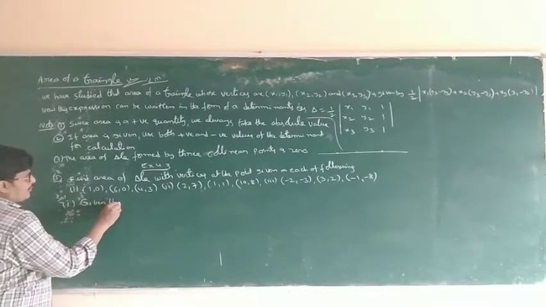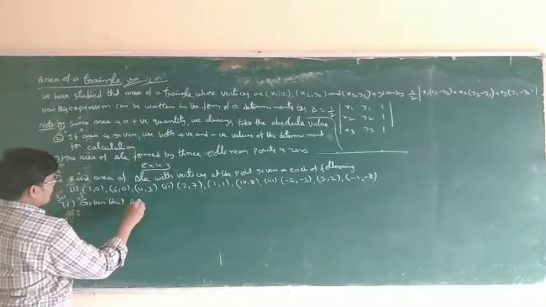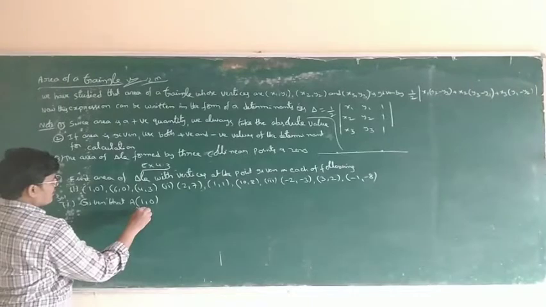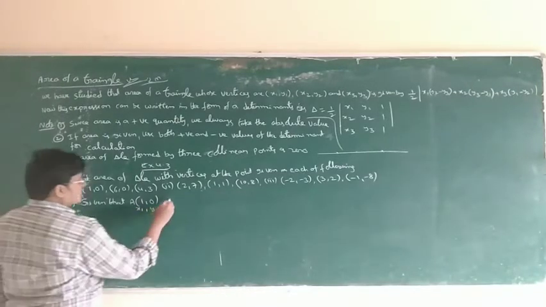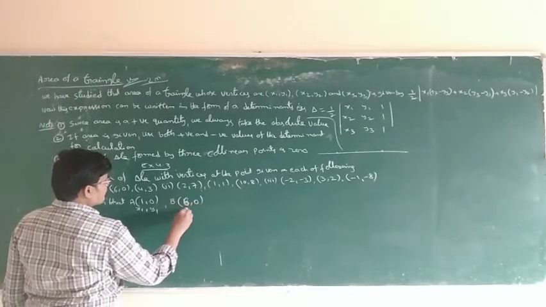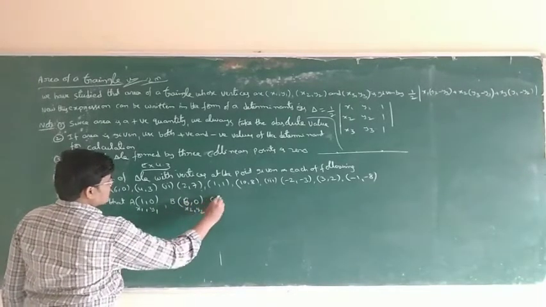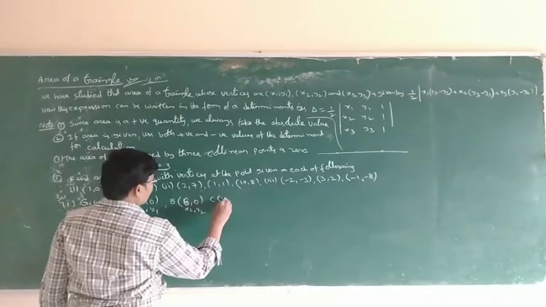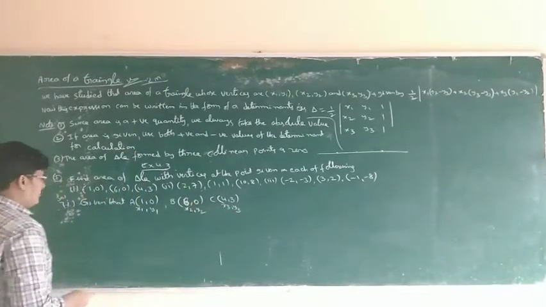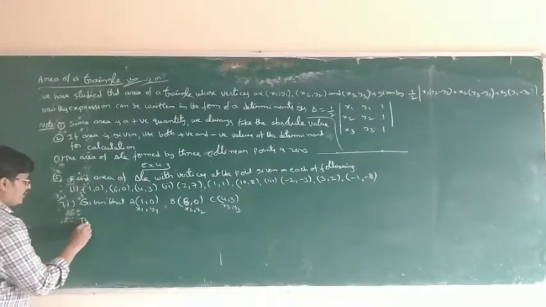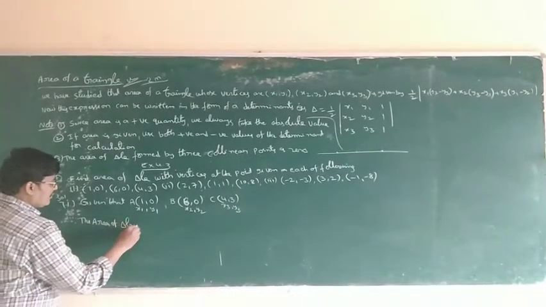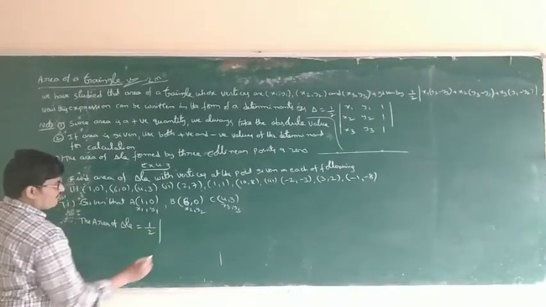Very important 2 marks question. Given that A is equal to (1, 0), that is (x1, y1). Next, B is equal to (6, 0), that is (x2, y2). C is equal to (4, 3), that is (x3, y3). Therefore, the area of the triangle. The formula must be written.